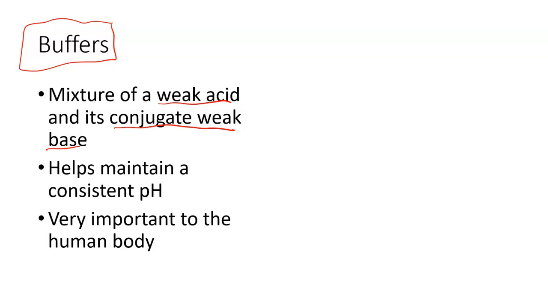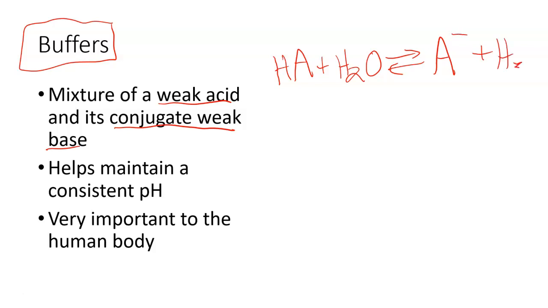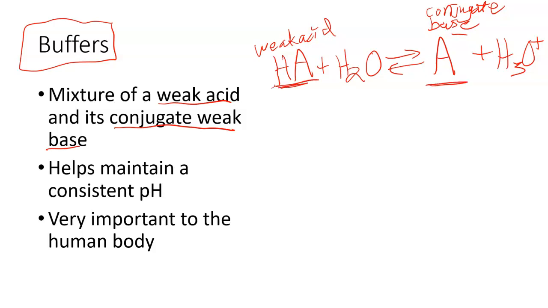So essentially you have a weak acid. So I'm just going to put a generic weak acid. Combines with water. And it's in equilibrium with its conjugate base and hydronium ion. So this is the weak acid. This A- is our conjugate base. So there's a mixture of both of these. So you have some weak acid and you have some weak base in your solution.